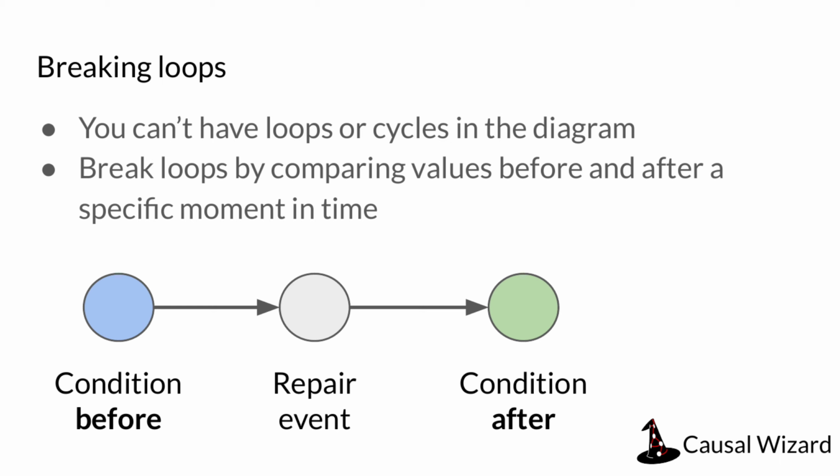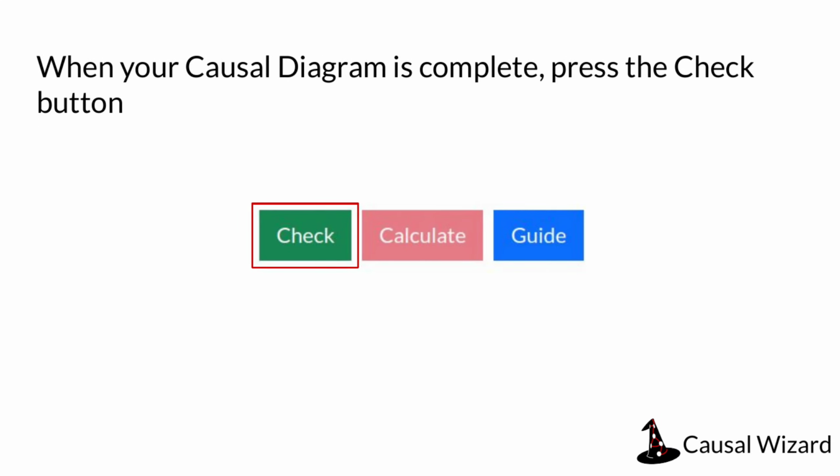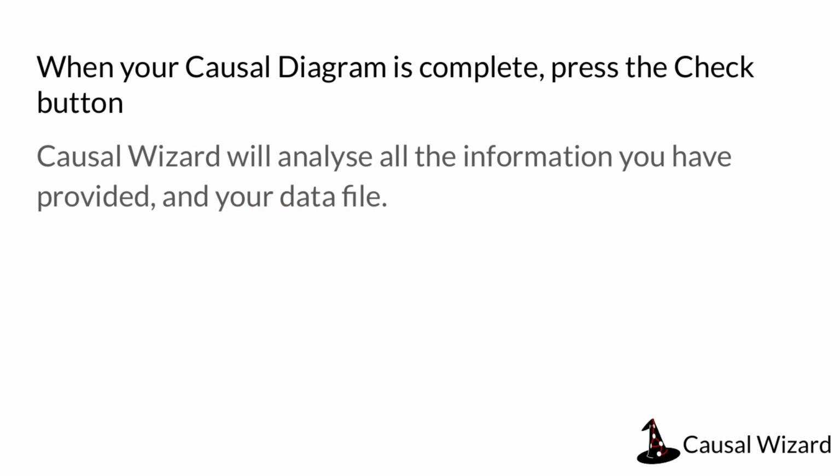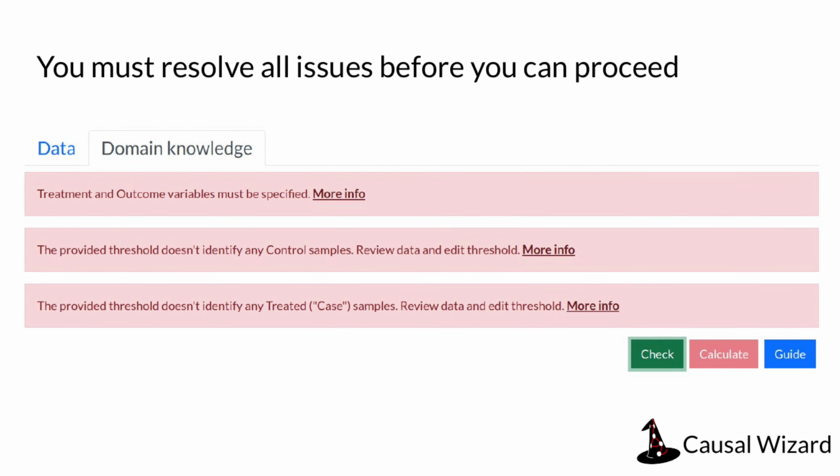A tip: if you're modeling variables over time, you can't have loops or cycles in the diagram. Instead, break the loops by comparing values before and after a specific moment in time. When your causal diagram is complete, press the check button. Causal Wizard will analyze all the information you have provided, and your data file. If there are any issues with your setup, these will be displayed along with links to relevant help information. You must resolve all the issues before you can proceed.